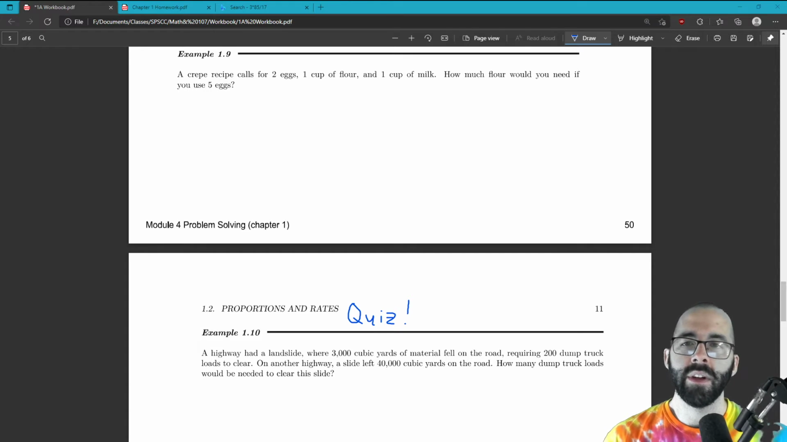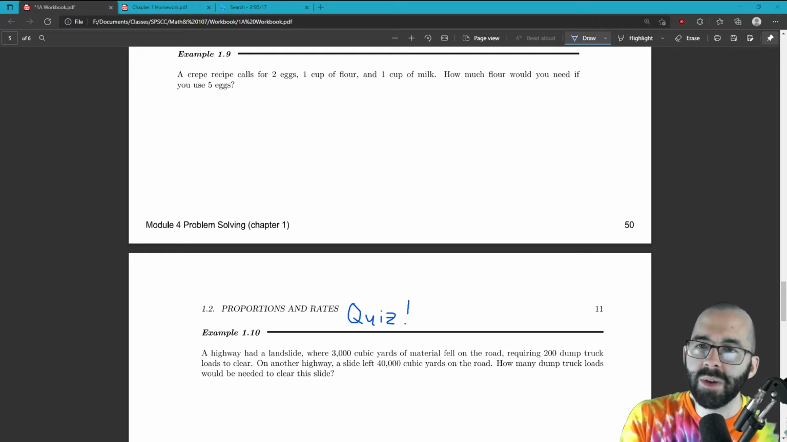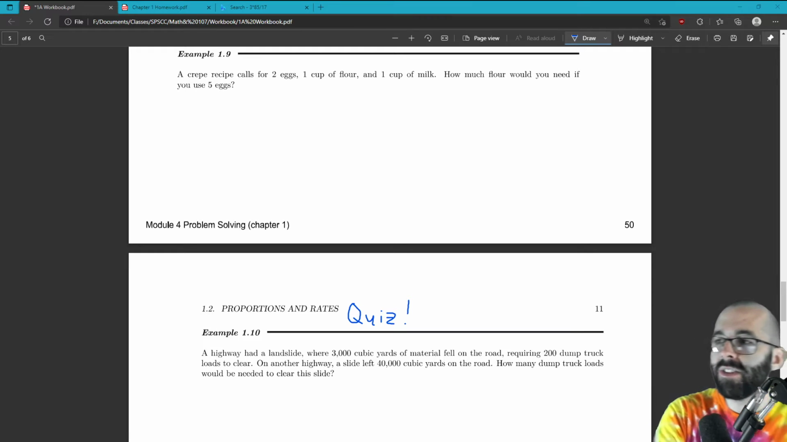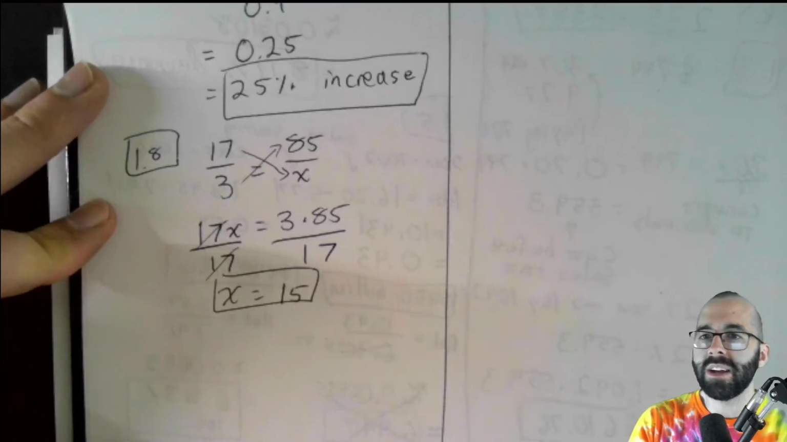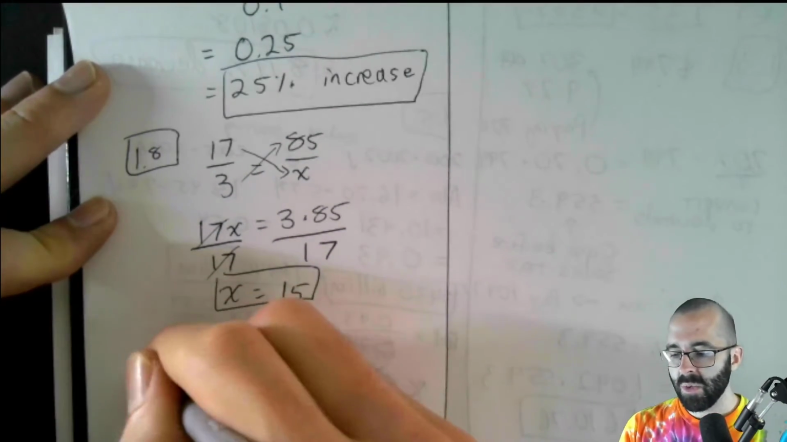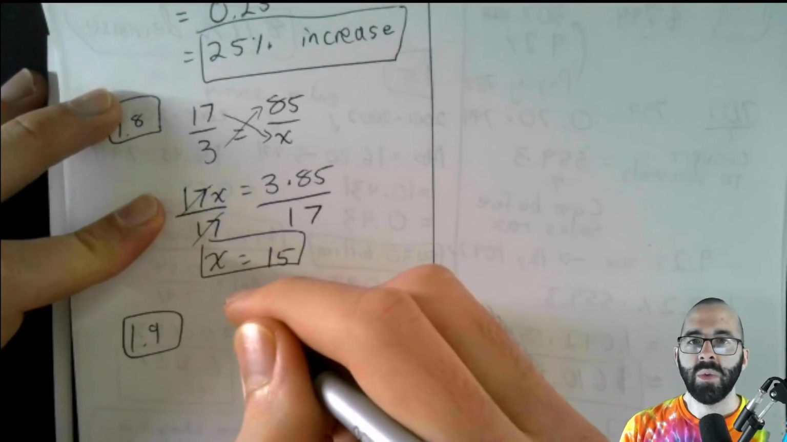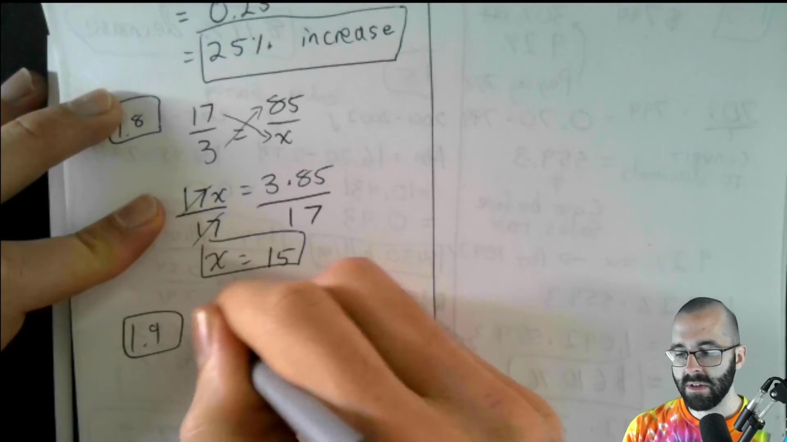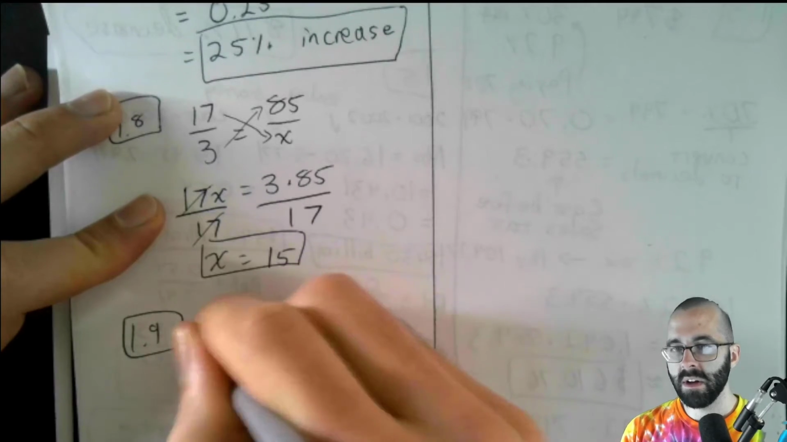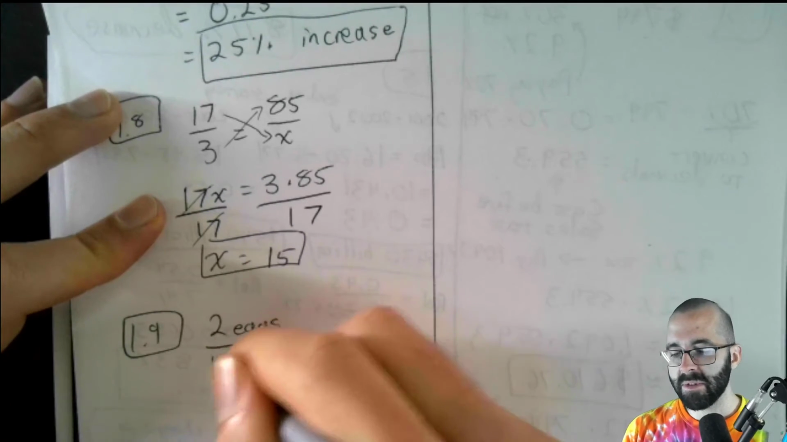The way that I would do it myself is I would say, well, 2 eggs to 5 eggs, we had to multiply it by 2.5. And so we have to multiply the cups of flour by 2.5 as well. That's one way. You can do it your own way. But here's the mathematical way. 1.9 says that we have 2 eggs before, and that was for 1 cup of flour.